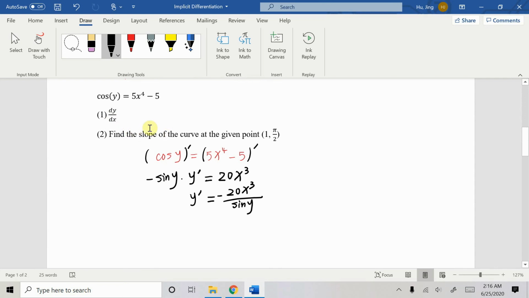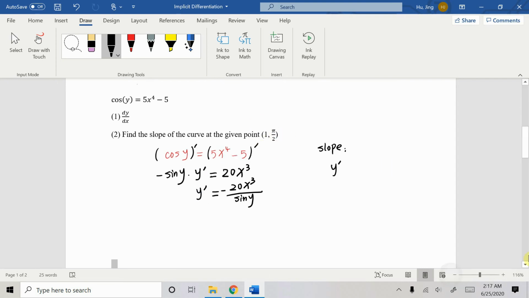Now let's find the slope. We know slope is y prime at this given point. So the slope is y prime, x is 1, y is half pi. Then we just replace x and y by 1 and half pi. So it is negative 20 times 1 cubed, just 1, divided by sine 90 degrees is 1. So it is negative 20. So that's the slope.